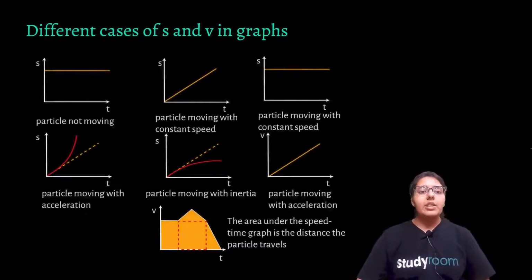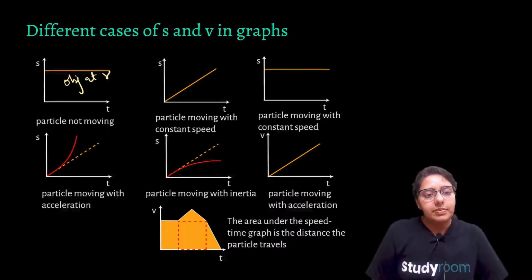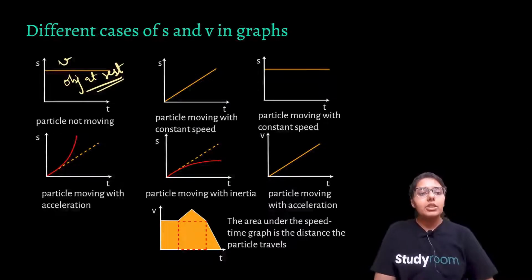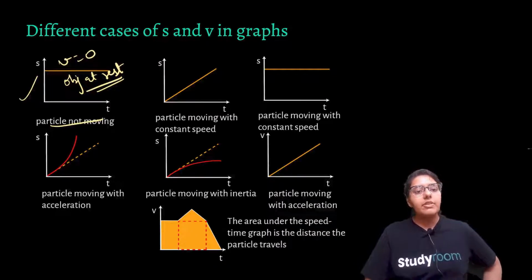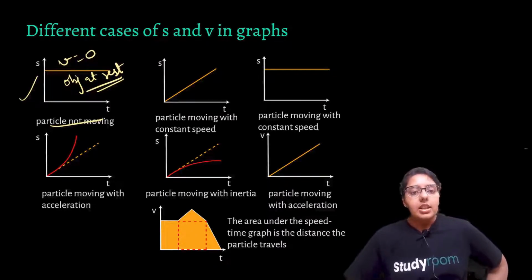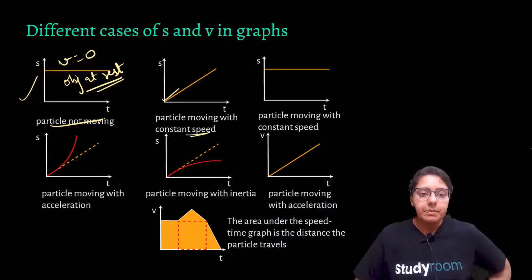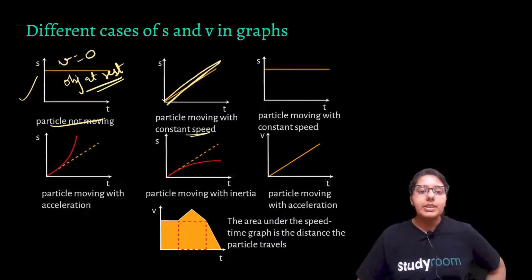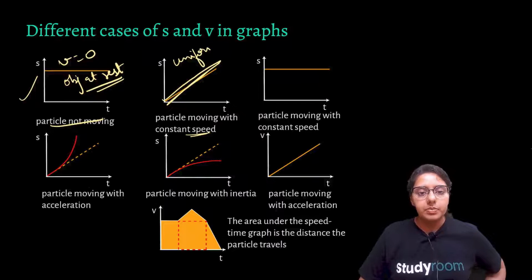So, different cases of S and V graph. When the object is at rest, at that time velocity is 0. So this is your distance time graph. Velocity is 0, particle is not moving. This is your distance time graph when object is at rest. This is your distance time graph with constant speed, same speed throughout. So this is your uniform motion.